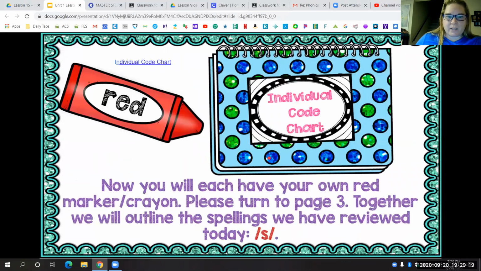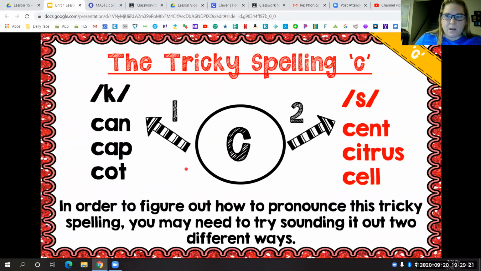So here's what I forgot to tell you, this part. So just like we did with our tricky spelling G, how we said that G made the J sound when it was followed by an E or an I, the same thing is true for the C. It makes the s sound when it's followed by a short E or a short I sound. So when you're looking, if it's followed by an E or an I, you should try it with the s sound first.